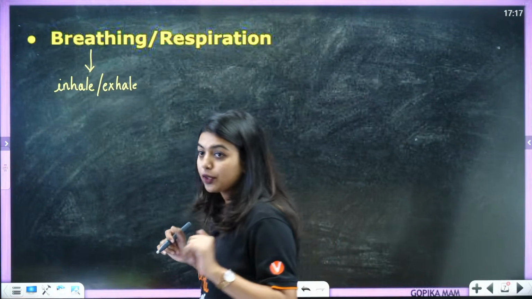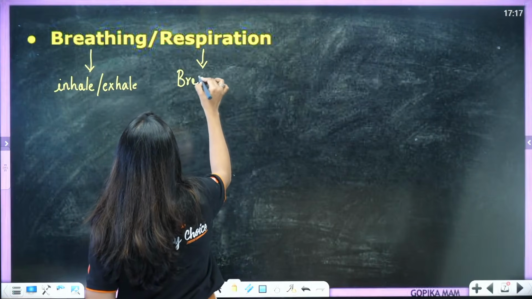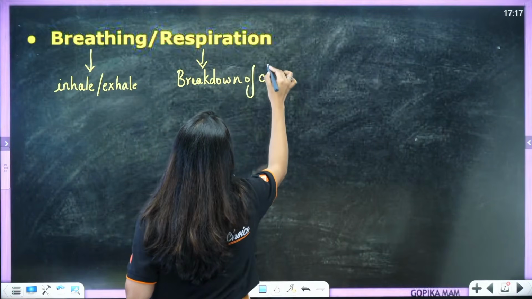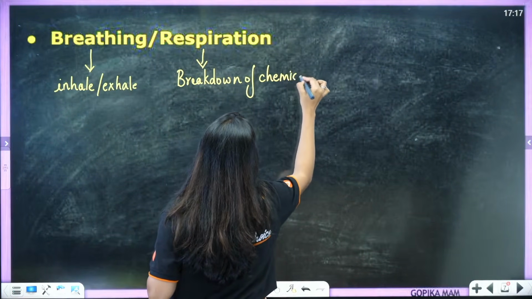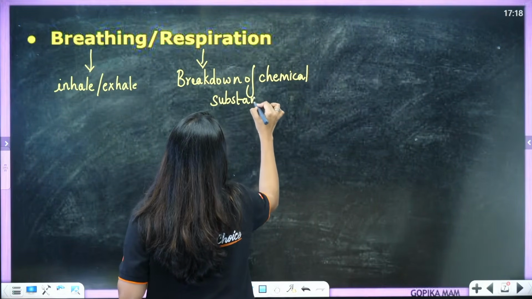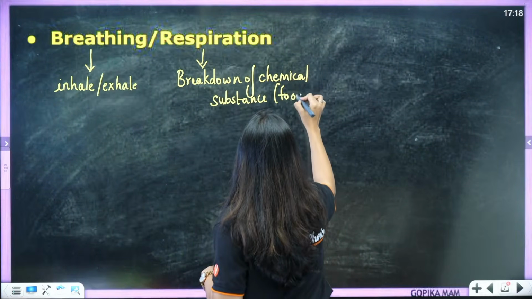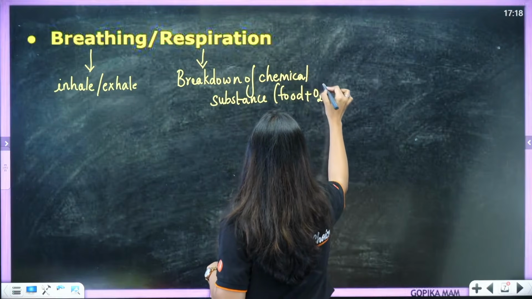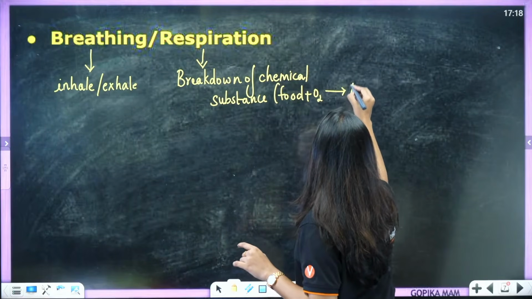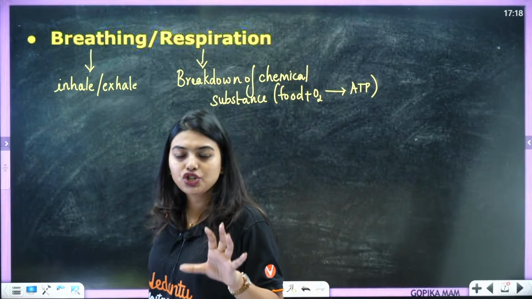Respiration is basically breakdown of chemical substance. Now, breakdown of chemical substance means what? Basically, your food that you consume is getting broken down with the help of oxygen to yield you energy. That is basically respiration. Understood the difference?